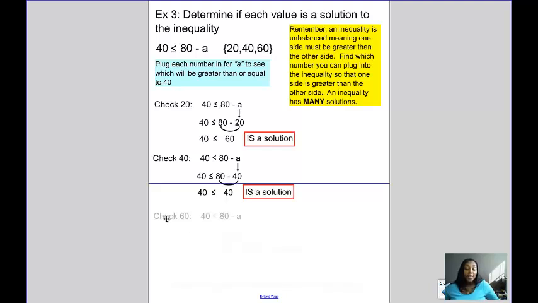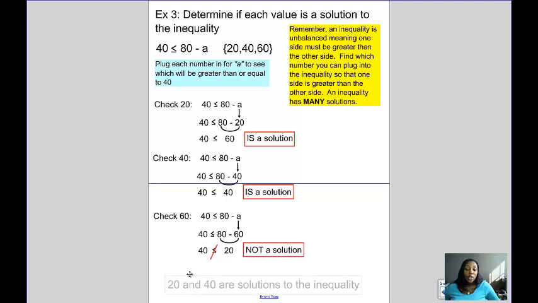And then next we have 60. So we're going to plug 60 in for A. And again, we're checking to see if this will work. When we plug in, it gives us 20. And is 40 less than or equal to 20? Well, no. 40 is actually greater than 20. So that means 60 is not a solution. So we found that of these numbers, 20 and 40 are solutions to the inequality.